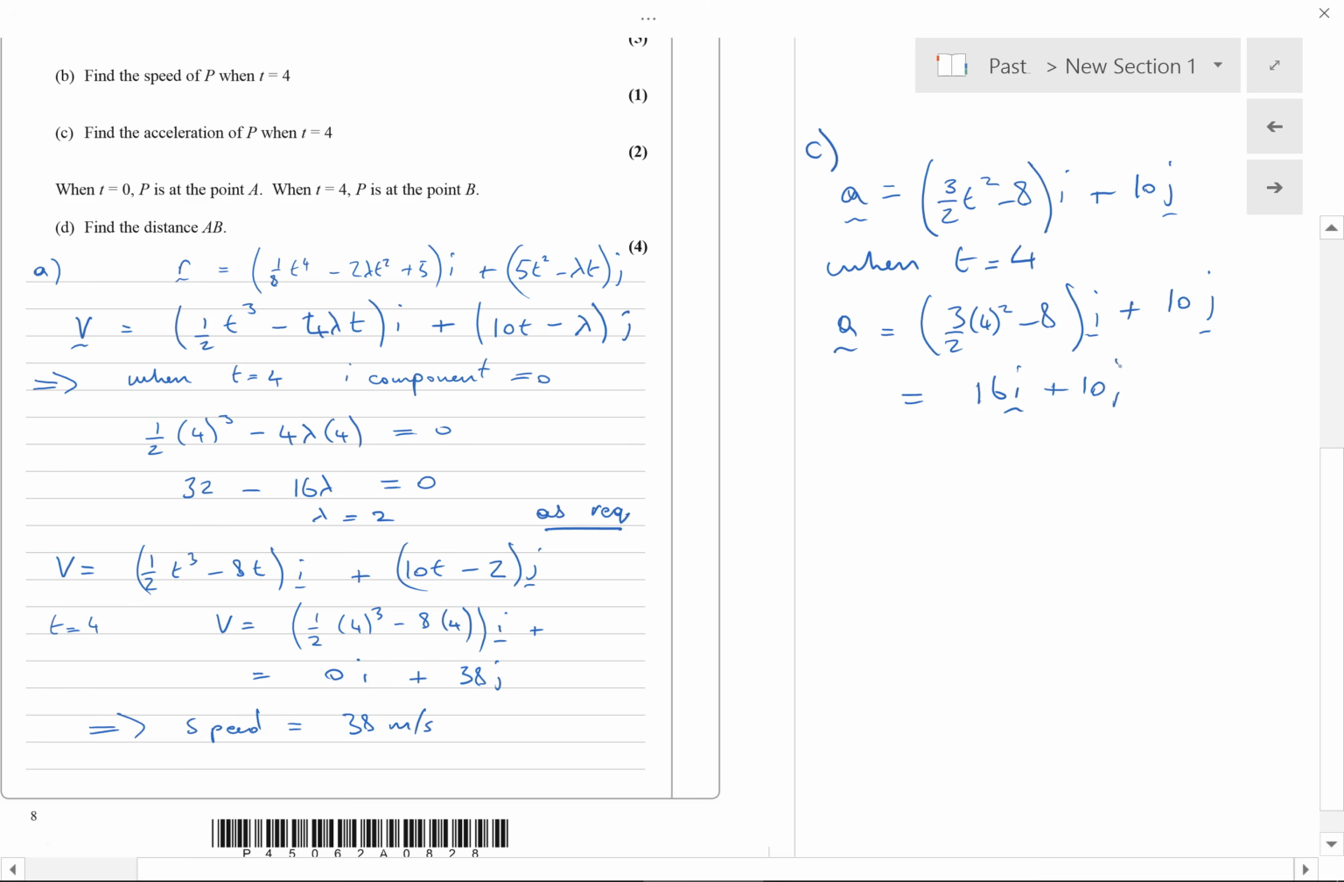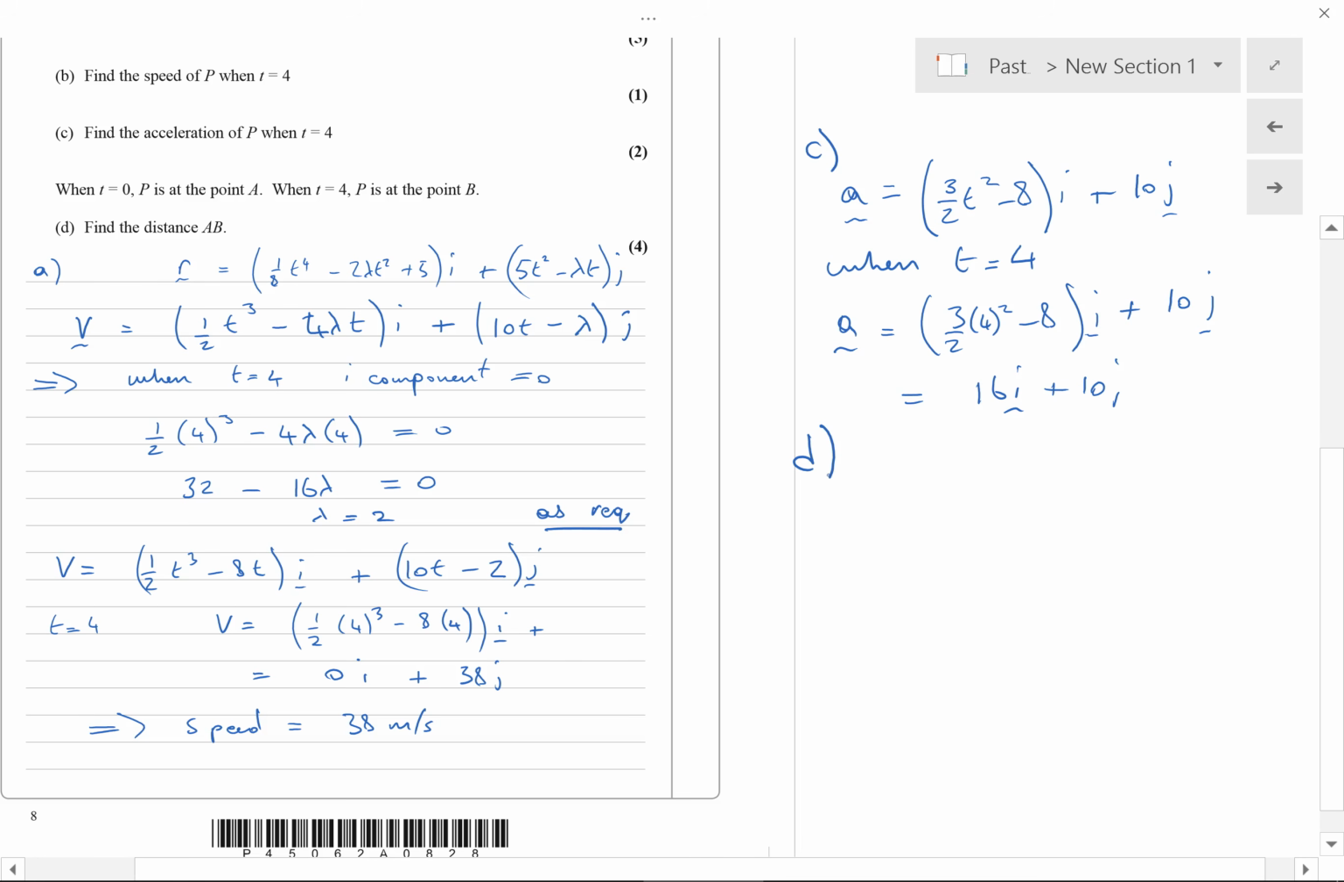It doesn't ask for a magnitude here. It says find the acceleration. So I don't need to do this thing. I don't need to work out this, because it asks for the acceleration, not the magnitude of the acceleration. So part D.